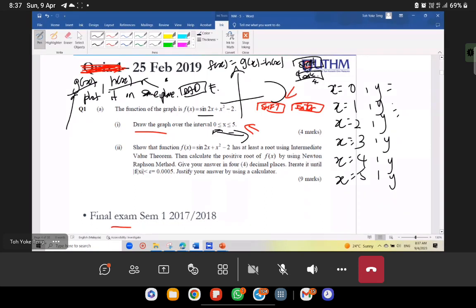And then what I want to share with you. Okay. So here, since there is only one graph, you just plot this one, use some values and then plot it. So this one is for 4 marks.